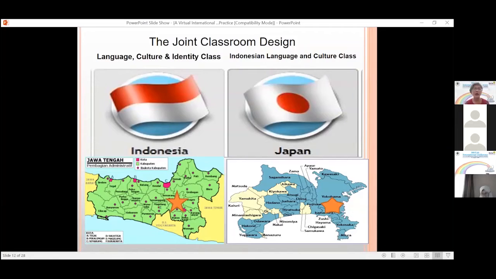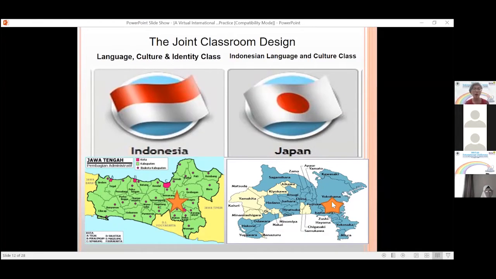So the joint classroom design is between students from Indonesia, students from the language, culture, identity class in Central Java, Indonesia, actually from Salatiga, and the Indonesian language and culture class in Japan, in a university near Yokohama.